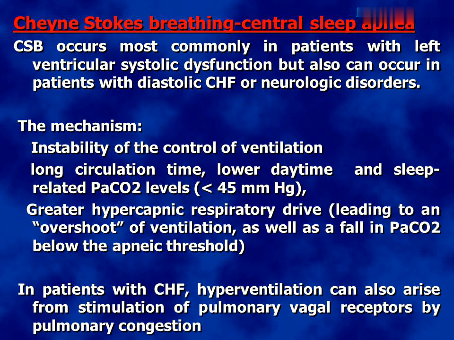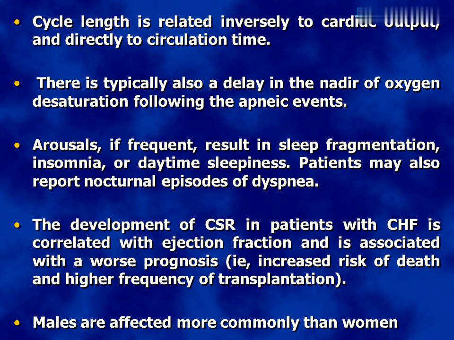Instability of the control of ventilation. Long circulation time, lower daytime and sleep-related PaCO2 levels, less than 45 mm Hg. Greater hypocapnic respiratory drive, leading to an overshoot of ventilation, as well as a fall in PaCO2 below the apneic threshold. In patients with CHF, hyperventilation can also arise from stimulation of pulmonary vagal receptors by pulmonary congestion. Cycle length is related inversely to cardiac output, and directly to circulation time. There is typically also a delay in the nadir of oxygen desaturation following the apneic events.